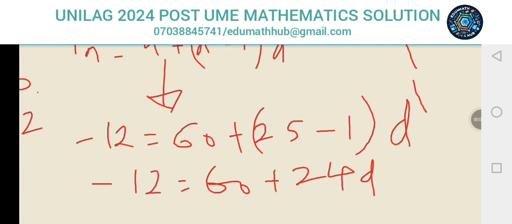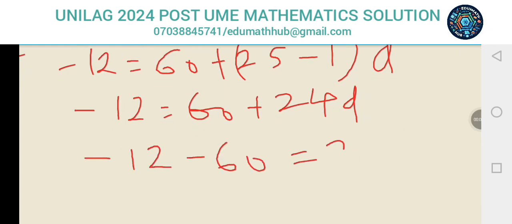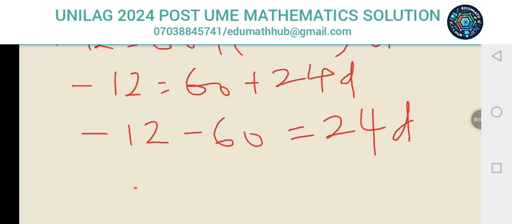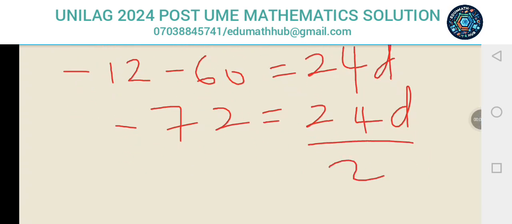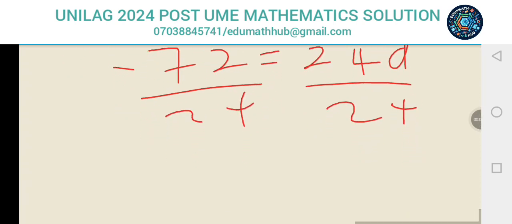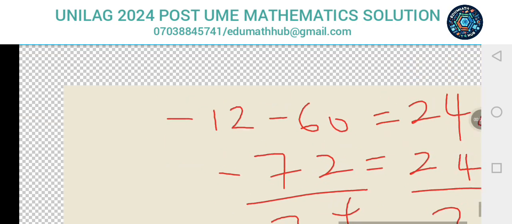Then collect the like terms. So that will give you minus 12 minus 60 is equal to 24d. Then minus 12 minus 60 will give you minus 72 equals 24d. Divide both sides by 24. Then from here, you can see that d equals minus 3. So the common difference is minus 3.